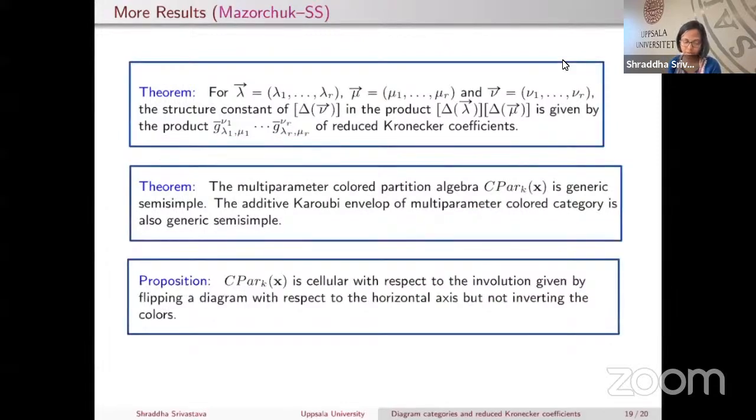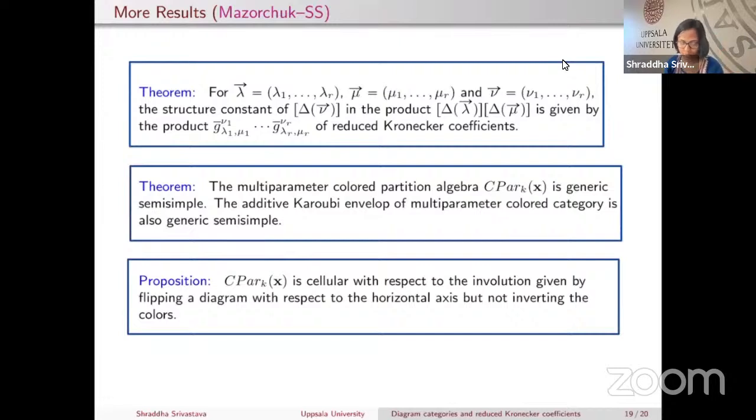And something I will end this with is this result. We also proved that the multi-parameter color partition algebra is cellular with respect to the involution where we flip the diagram, but we don't invert the color. That means it's not g goes to g inverse. We invert the diagram, but we don't invert the color, because when you invert the color, the simple modules will not be self-dual. So there's this kind of subtlety over there.